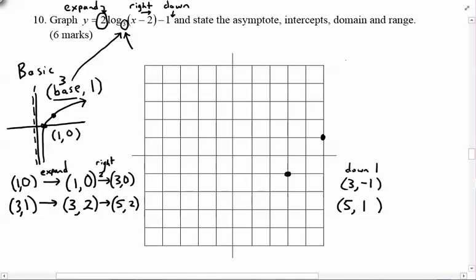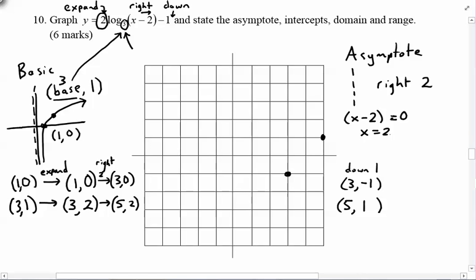Now I want to move the asymptote. So I'll take my vertical line. If I expand a vertical line and make it 2 times taller, it doesn't move. The only thing that moves the asymptote is moving it right or left. So to find out where the asymptote is, you can just take the inside of the log and set it equal to 0 and solve for x. And you'll find that the asymptote is at x equals 2. Okay, because moving the asymptote right and left is the only thing that can change the position of the asymptote.